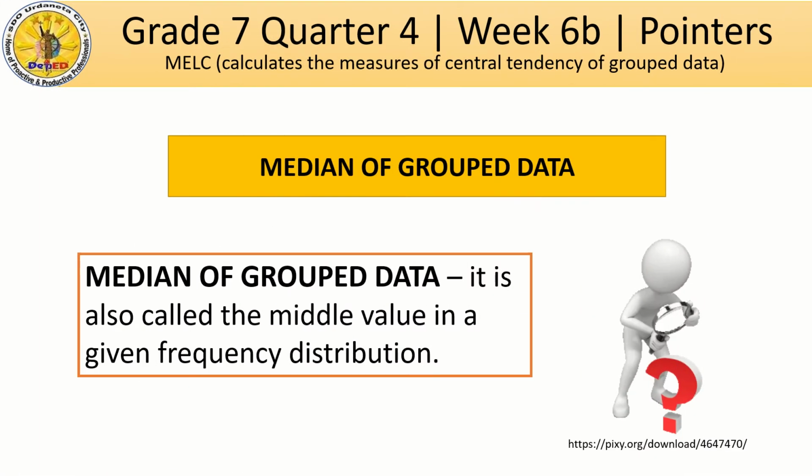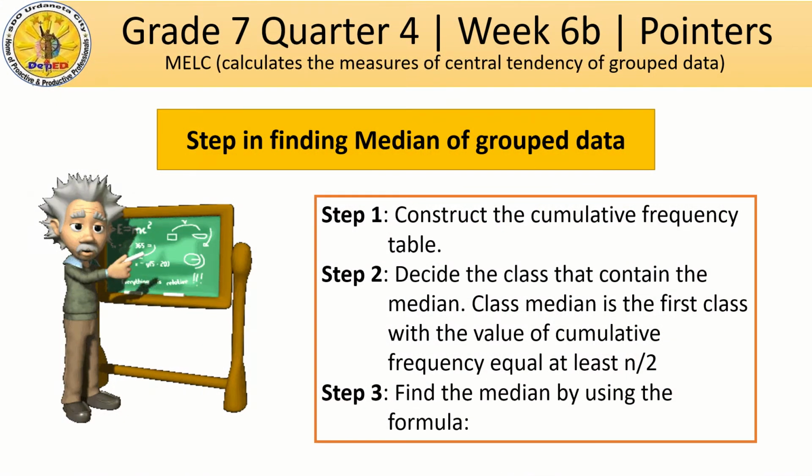Next, median of group data. Median of group data is also called the middle value in a given frequency distribution. So these are the steps in finding median of group data. Step number 1, construct the cumulative frequency distribution table. Second step, decide the class that contained the median.